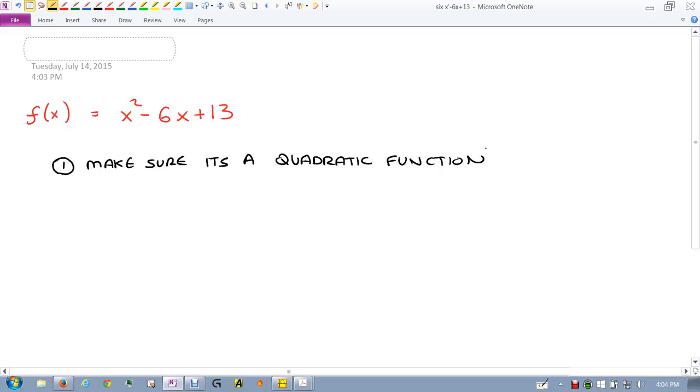So check that first. Is this a quadratic function? Yes? Check. Okay. Second step, does it open up or down?